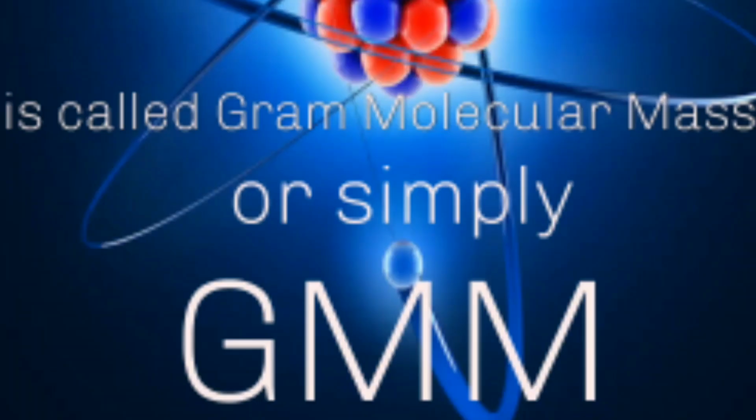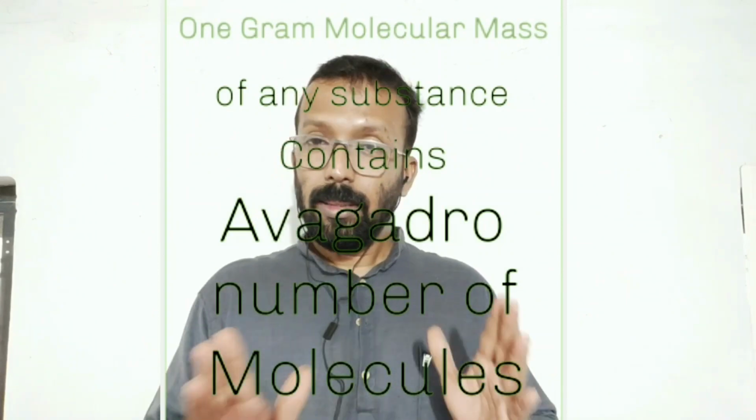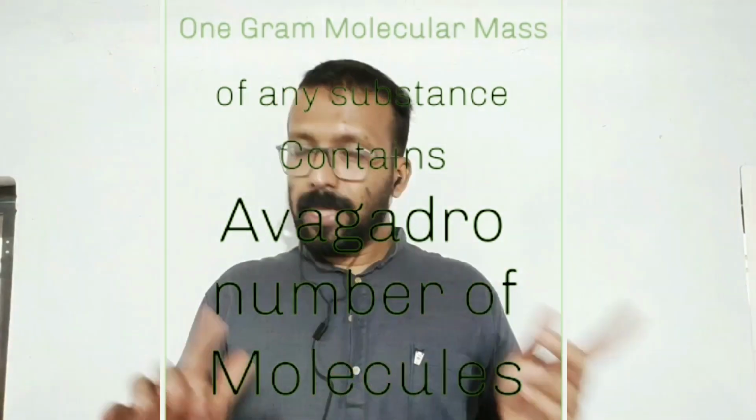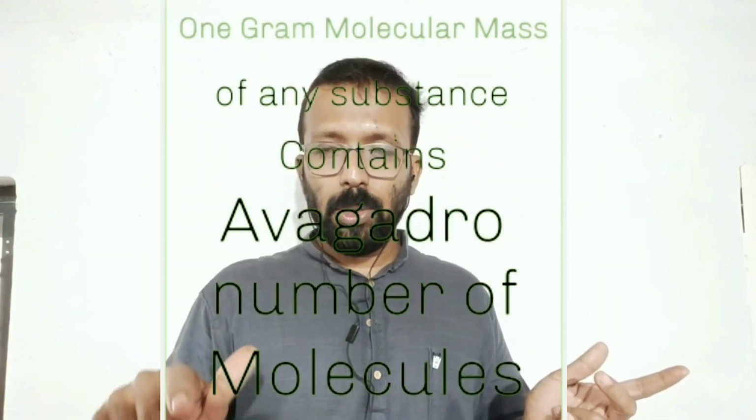And more to that, see, 1 GMM of every substance contains Avogadro number of molecules. That means 32 gram oxygen will contain 6.022 into 10 raised to 23 number of molecules. 18 gram water will contain 6.022 into 10 raised to 23 number of molecules. Similarly, 44 gram carbon dioxide will contain 6.022 into 10 raised to 23 molecules.